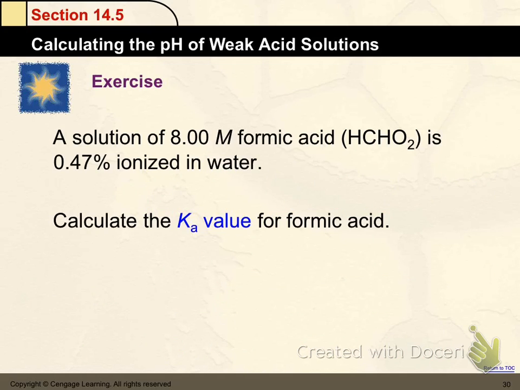All right, so your end value, if you did that all correctly, is going to come out to a Ka of 1.8 times 10 to the negative fourth. All right, that's weak acids and percent dissociation.